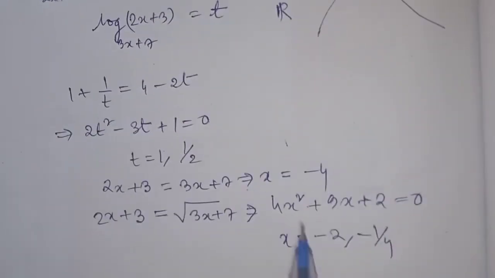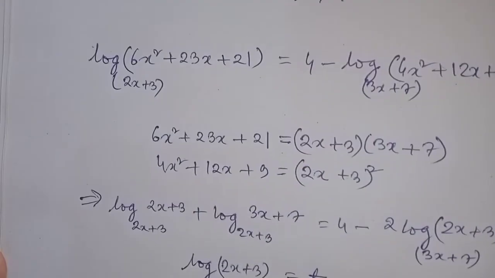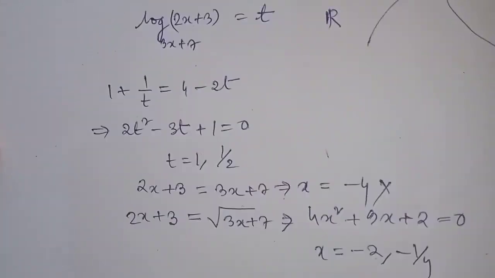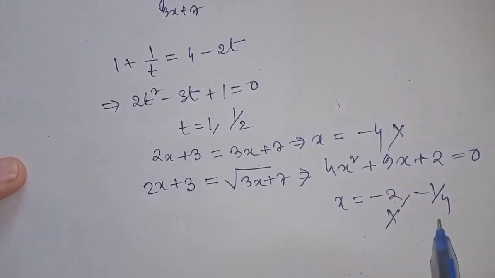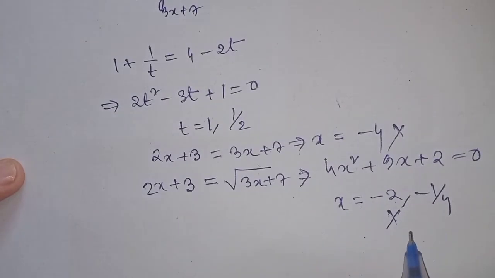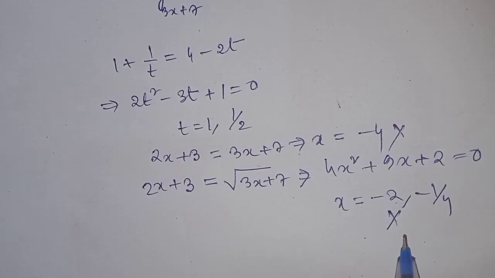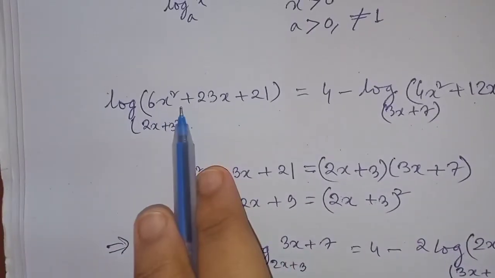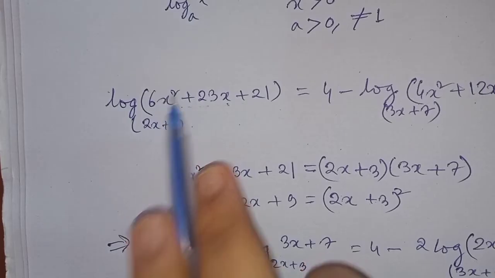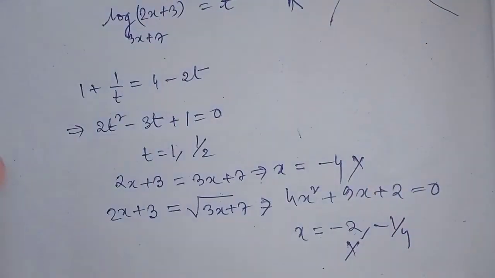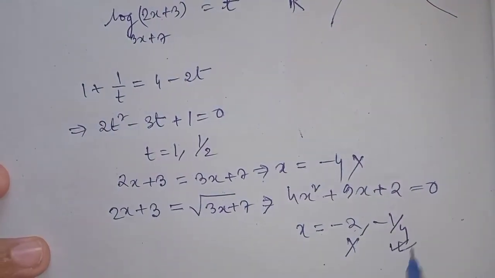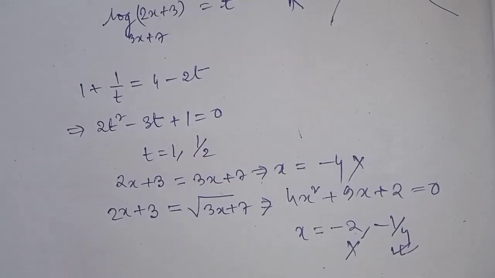So minus 4 cannot be the solution. If I put minus 2 here, see, minus 4 plus, so again the base is becoming negative. But if we put minus 1 by 4, we will see that the base is neither becoming negative, nor will this term become negative, and the base will not be equal to 1 also. So minus 1 by 4 is the correct answer for this question.